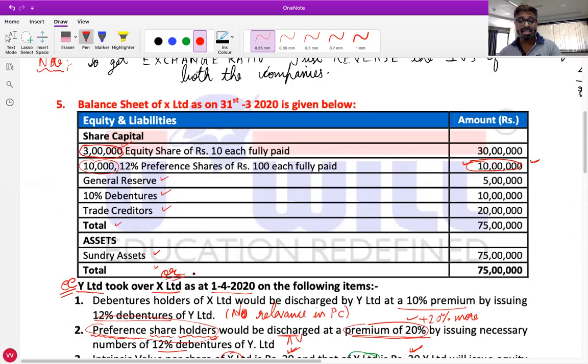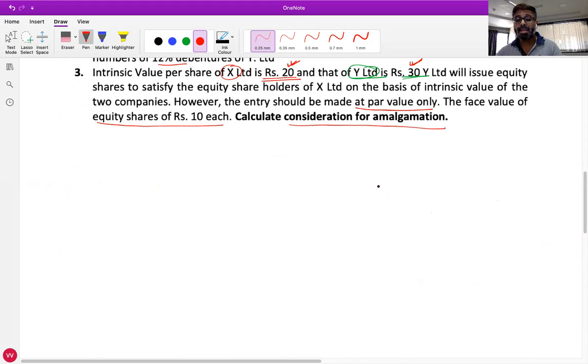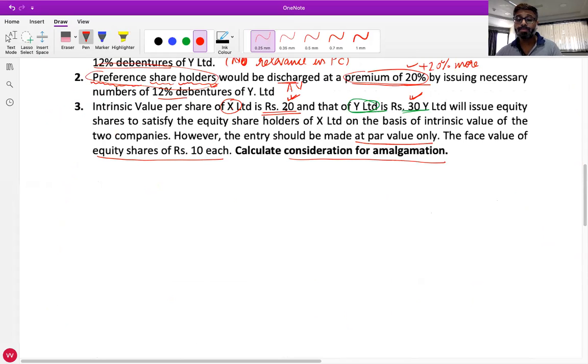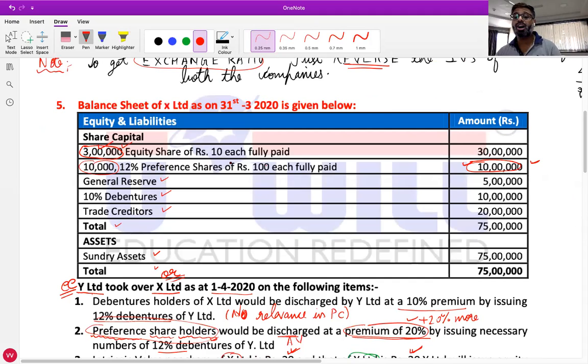But can we find this exchange ratio by the shortcut method or not? What shortcut method? Below X you will write what value? 20. Below Y you will write what value? 30. Now just reverse it. What will be the ratio if you reverse 20, 30? 3:2. Fantastic. Is everyone clear with this? So for 3 shares of X Limited, 2 shares of Y Limited will be given. So for 3 lakh equity shares of X Limited, how many shares of Y?